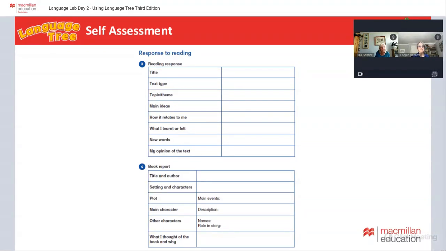There's a reading response chart. They give the title, text type, topic, theme, main ideas, how it relates to me. So it's a text to self relationship, and what I learnt or felt, and lists of some new words, and my opinion of the text. And there's also a short grid here to prepare for a book report. Students have read something, they write title and author, setting, characters, plot, what I thought of the book, and why. Can we have the next one, please?